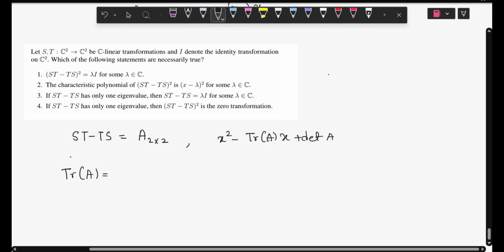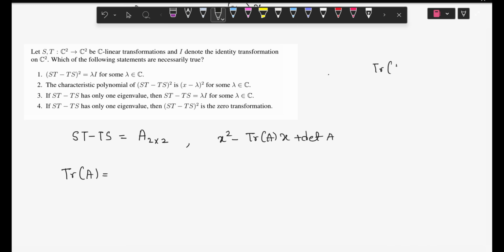Now we know that for any two matrices A and B, trace of AB is equal to trace of BA. S and T are linear transformations, so we can also consider them as matrices. So the trace of A would be 0. So the characteristic polynomial becomes x square plus det A. Now by the Cayley-Hamilton theorem, we know that any matrix satisfies its own characteristic polynomial. So what can we say from this?